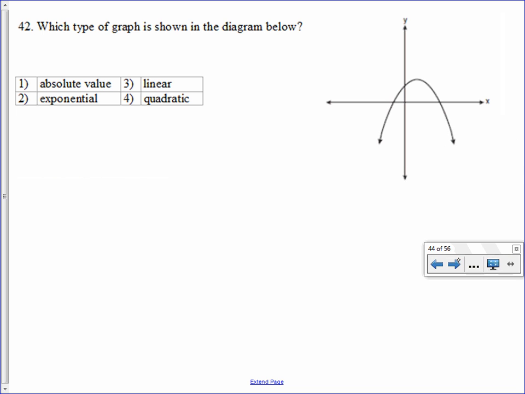Again, we have a graph. That's a U, so your answer is quadratic.